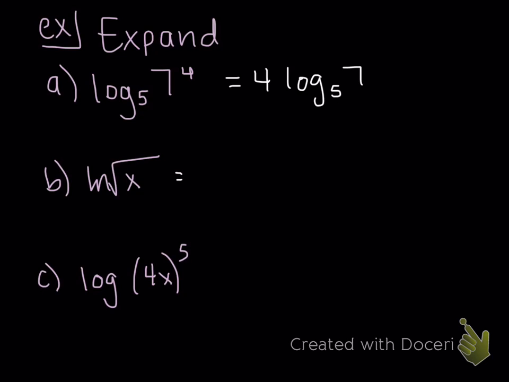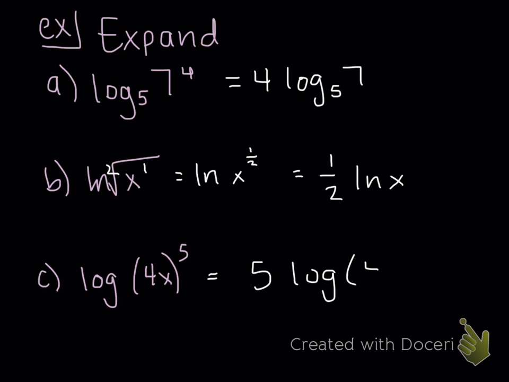This one I need to do a little rewriting. So I have natural log of x, and remember we talked about the other day that the square root is the same thing as saying half. So now that I can clearly see my exponent, I bring that 1/2 out front, and now we are done. Lastly, letter C, that 5 will come out front, but the remaining value stays inside the log. So that's the idea of expanding. We'll do lots of practice on that tomorrow, and then tomorrow's lesson we're going to focus on condensing, which is the opposite of expanding.